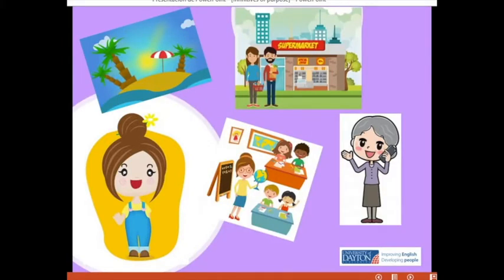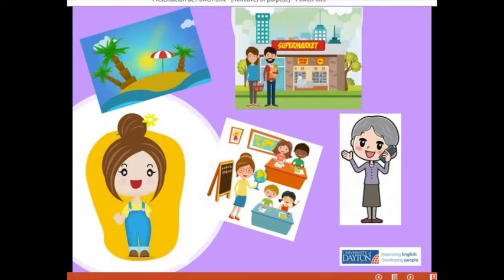Laura likes to do many things. She likes, for example, to go on vacation to a nice place. She likes to go to the beach. In particular, her favorite place is Cancun in Mexico. She also likes to go with her parents to the supermarket. She likes to go shopping with them.